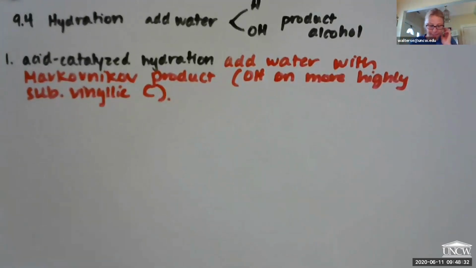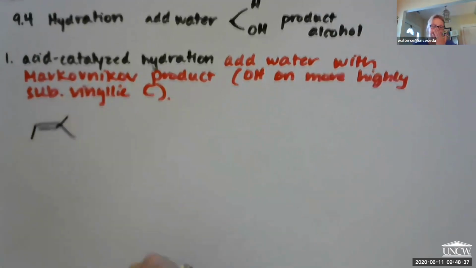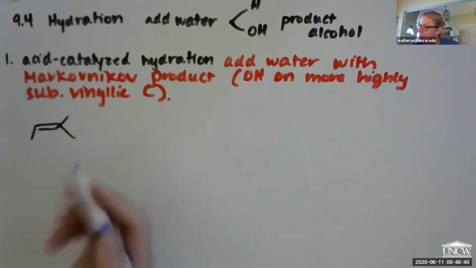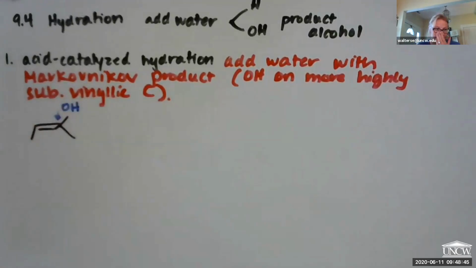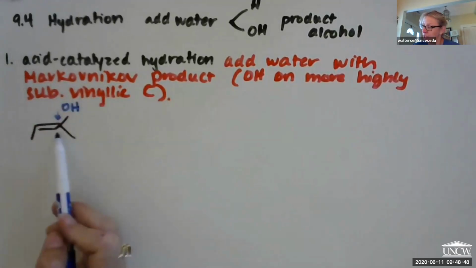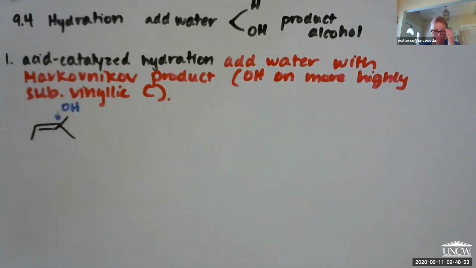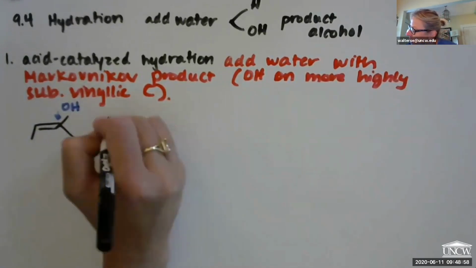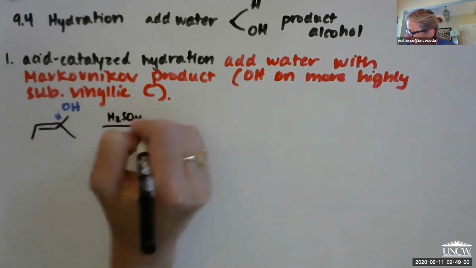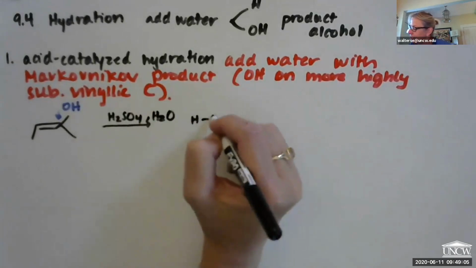Okay. So we're going to start with now an asymmetric alkene. We know that this reaction has to end up with the hydroxide here, because that's the more highly substituted carbon of the two vinylic carbons in the bunch. Okay, so we're going to do this in sulfuric acid and water. And this combination is going to generate the hydronium cation.